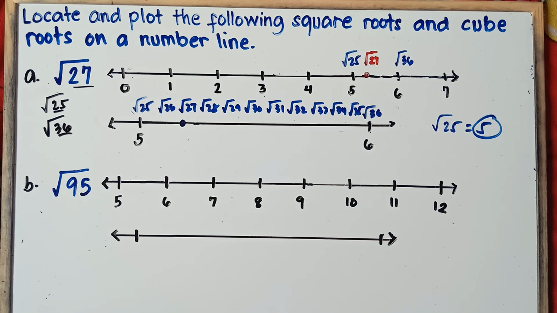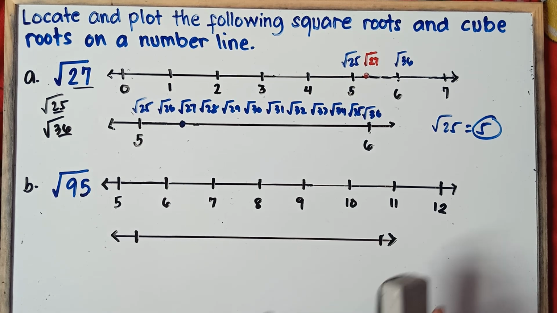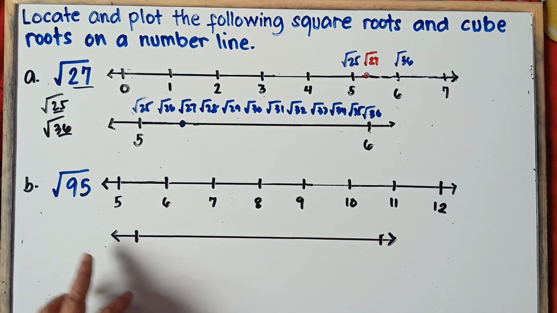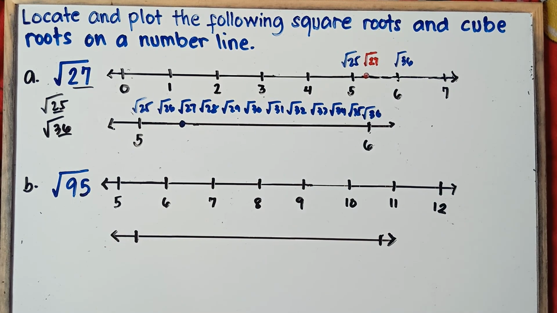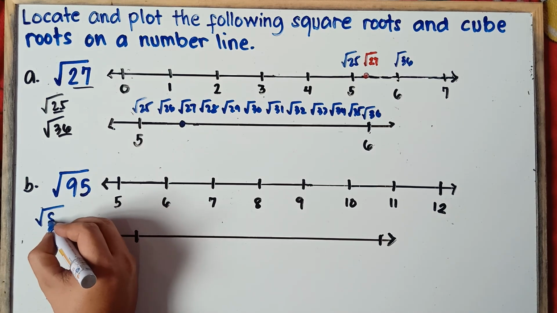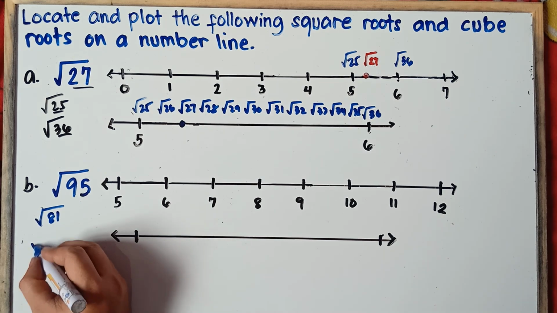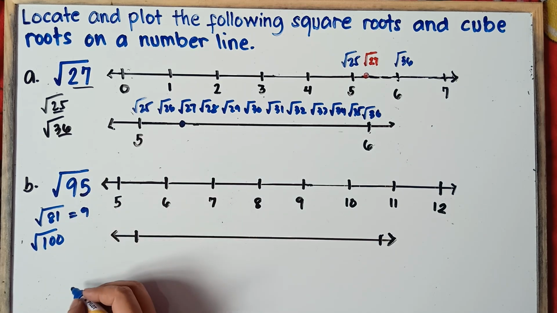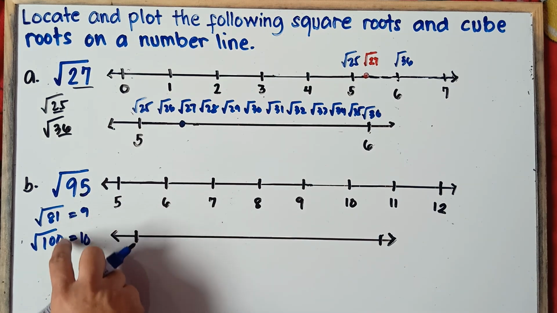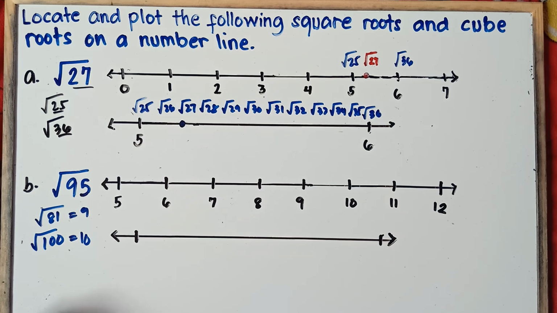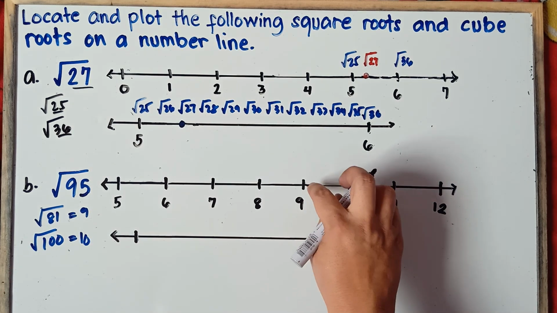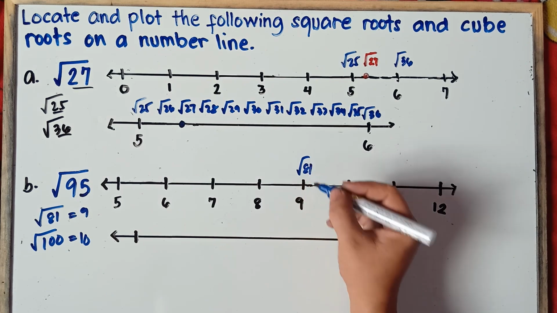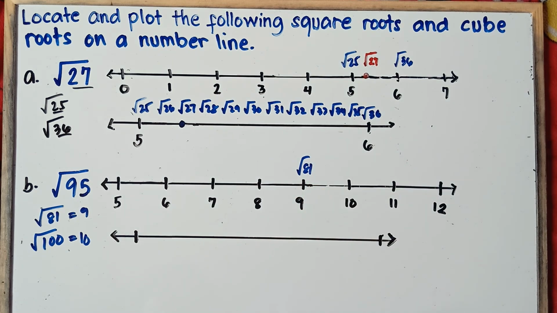Let's try letter B. So, square root of 95. What are the perfect squares near to 95? That would be 81 and then 100, right? The square root of 81 is 9, and the square root of 100 is 10. And 95 is in between 81 and 100. So the square root of 81, that's 9, and then the square root of 100, that is 10.